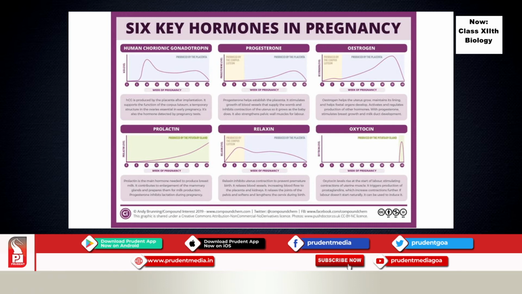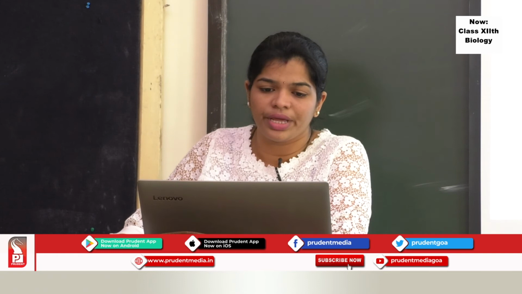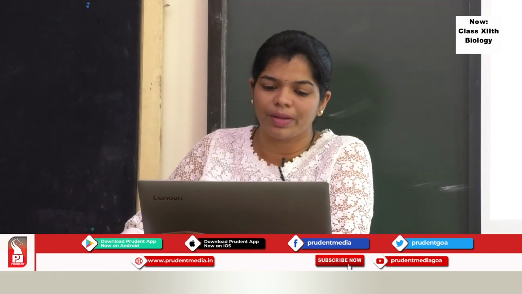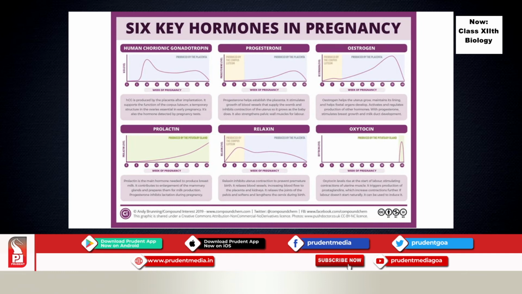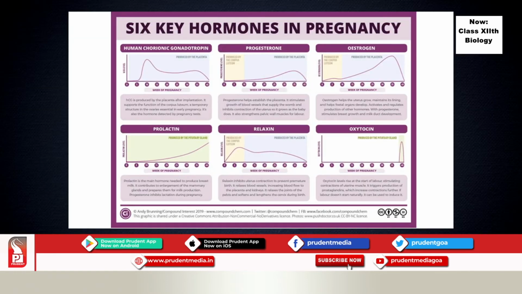If you look at the graphical representation, the first one is the human chorionic gonadotrophin. This graph shows its level week by week of the pregnancy, from 0 till the 40th week. And what does hCG do? It is produced by the placenta after implantation, and it supports the function of the corpus luteum, a temporary structure of the ovaries, which is essential for pregnancy. Coming to progesterone, it is produced by the corpus luteum, and it helps to establish the placenta and stimulates the growth of blood vessels.